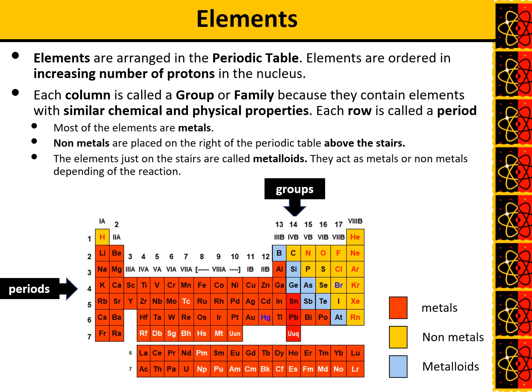The stairs that you see in the middle, dividing the yellow zone from the red zone, the metals from the non-metals, are elements that sometimes behave like metals and sometimes behave as non-metals depending on the environment. And that is what we call metalloids. So metalloids are elements that are sometimes like a metal or a non-metal depending on the reaction that we have.